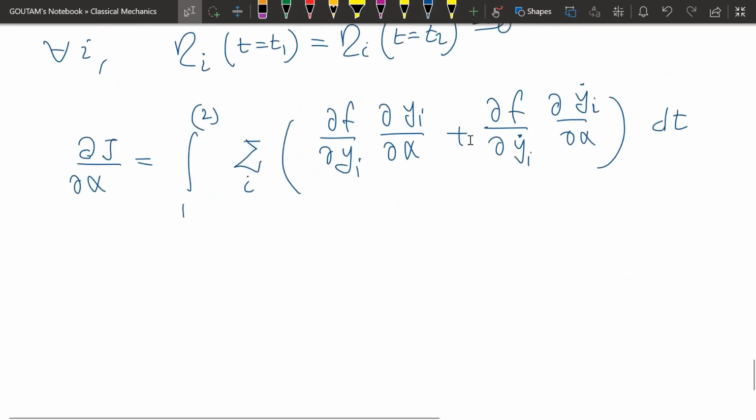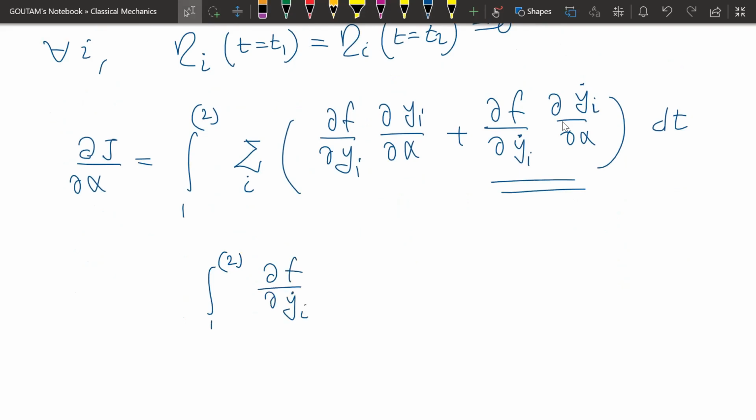Now if we look at the second term, it will be the integration from 1 to 2 of del f del yi dot times del yi dot del alpha, dt.